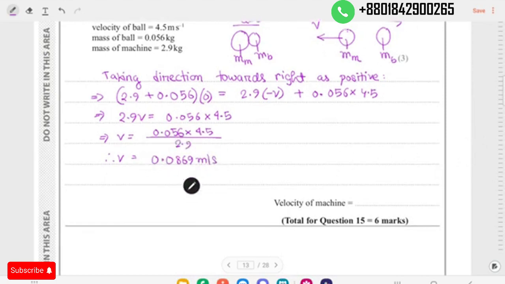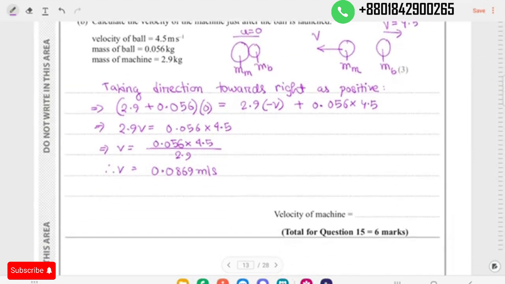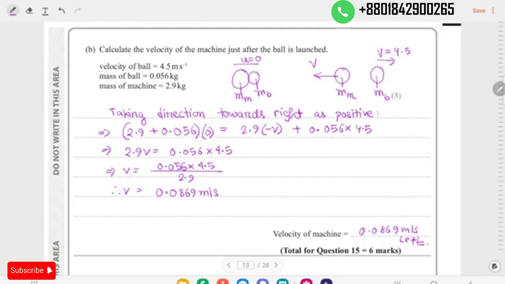If this came out negative at the final stage, then it would prove our theory wrong. Obviously, it didn't come out negative, which means our theory is right. That means after the explosion, the machine recoiled in the backward direction and moved towards the left. So we can write this much velocity in the left direction: 0.0869 meters per second left. This is the end for question 15. So we'll move on to the next question.